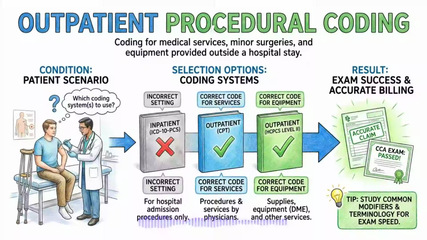Section 3 shifts our focus to outpatient procedural coding, where you will master current procedural terminology and the Healthcare Common Procedure Coding System, known as HCPCS Level II. Here, you will learn the exact rules for coding outpatient medical services, minor surgeries, and specialized medical equipment used outside of the hospital stay.